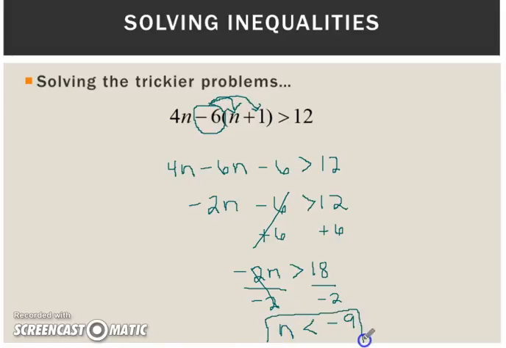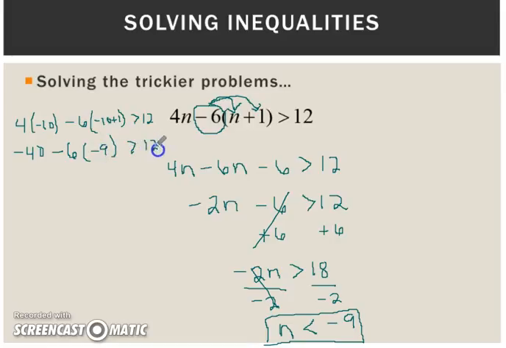And then always get in the habit of checking your answer. If n has to be less than negative 9, check your answer by plugging in a number less than negative 9. So negative 10 is less than negative 9. So if I plug in negative 10 into my original problem, it should be greater than 12. So 4 times negative 10, we have a negative 40. Minus 6 times negative 10 plus 1 is a negative 9 is greater than 12.